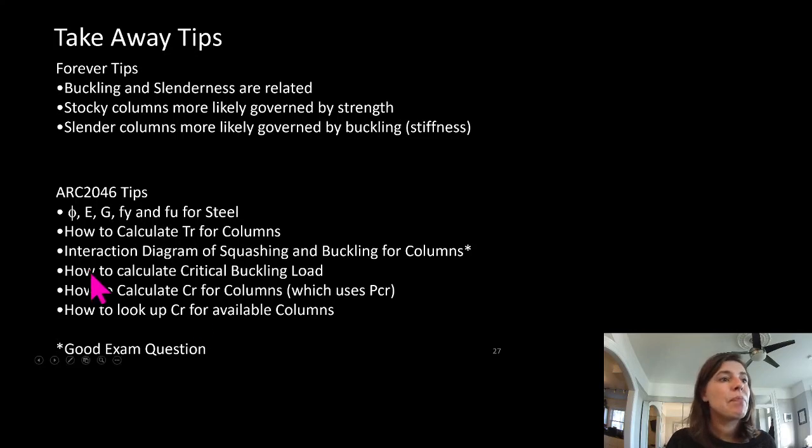That sort of thing. You should know how to calculate CR for columns, but you should also know how to look up CR for available columns. So the reason in the assignment I give you an example from an old building is because the tables wouldn't apply, because we wouldn't have that. That's not current information, so you would have to manually calculate it. So it is not unreasonable that engineers do sometimes still calculate that out manually.